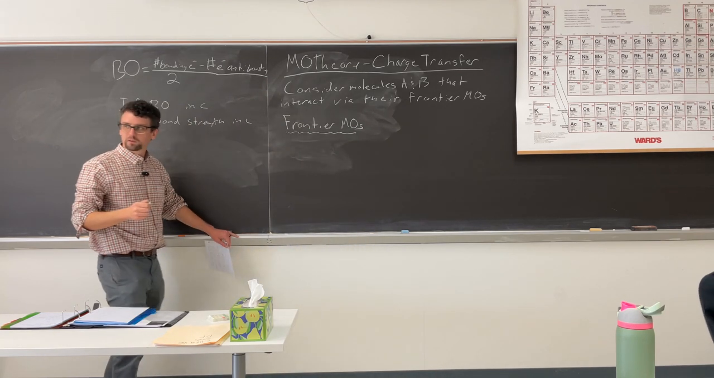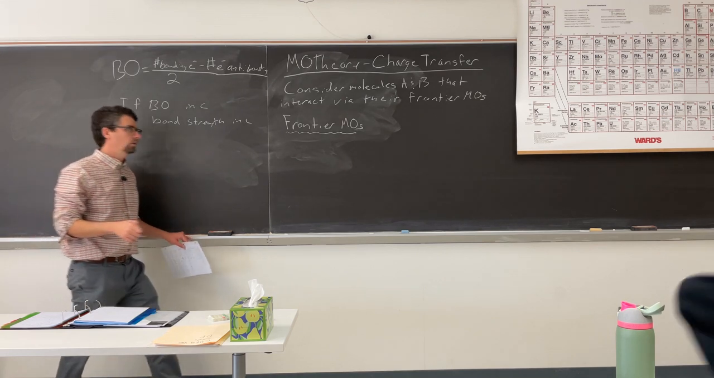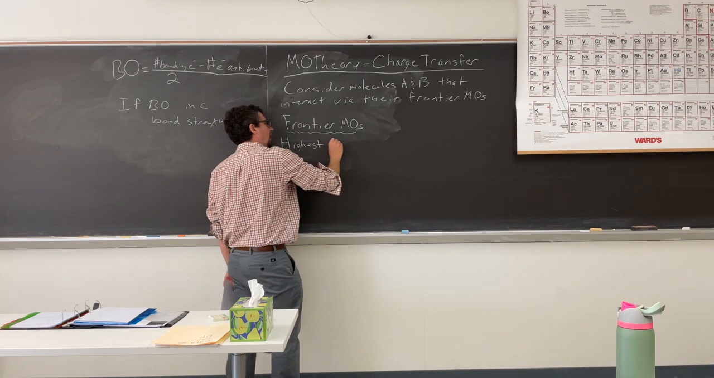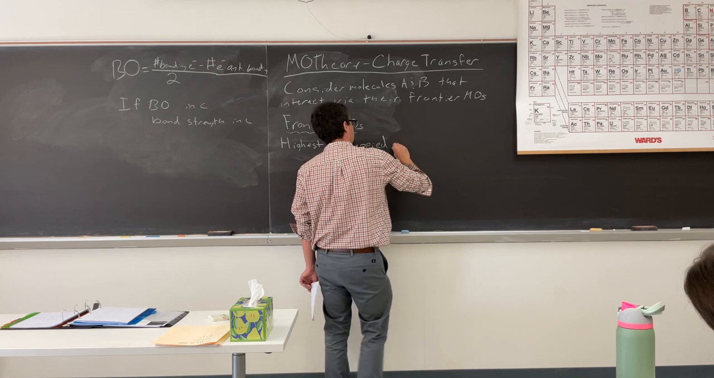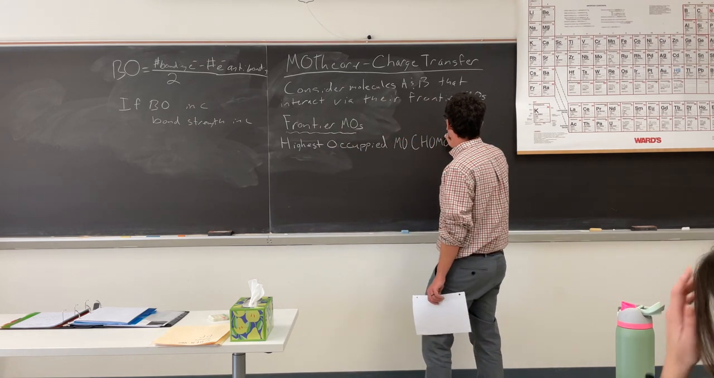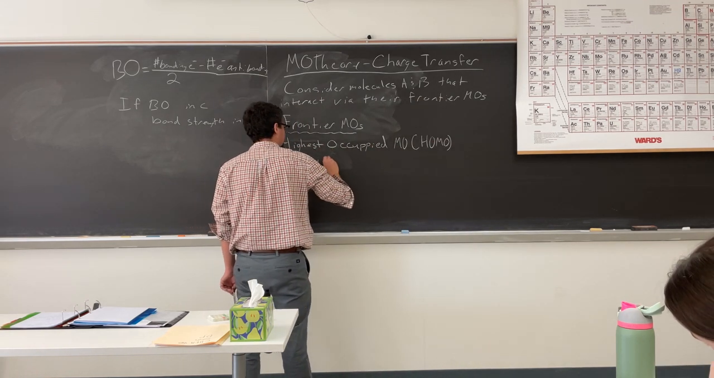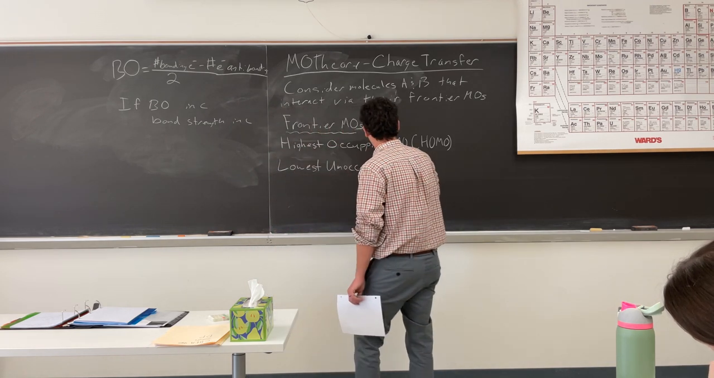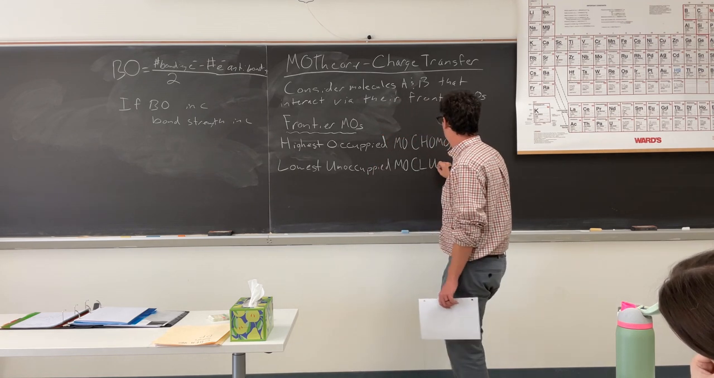So the frontier molecular orbitals generally fall into two categories. The highest occupied molecular orbital, or HOMO, and then the lowest unoccupied MO, LUMO.